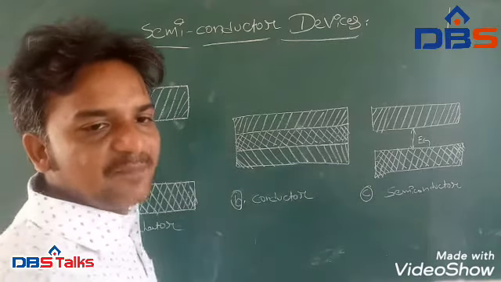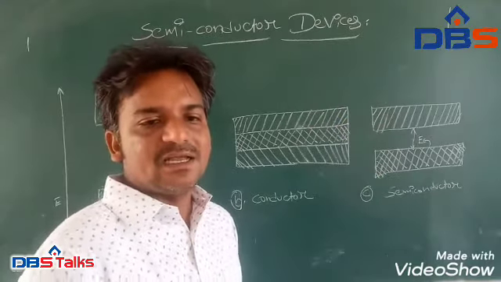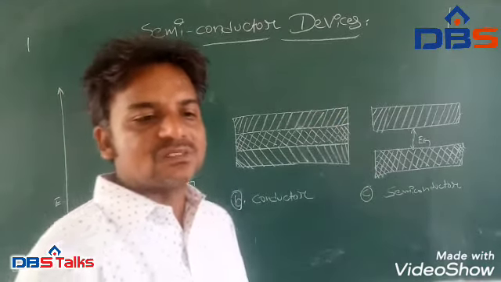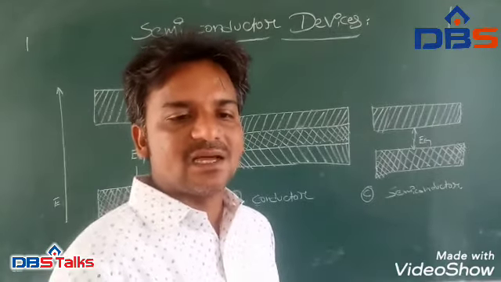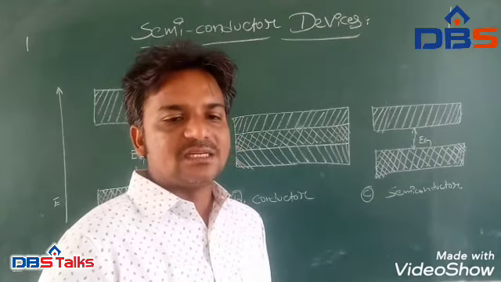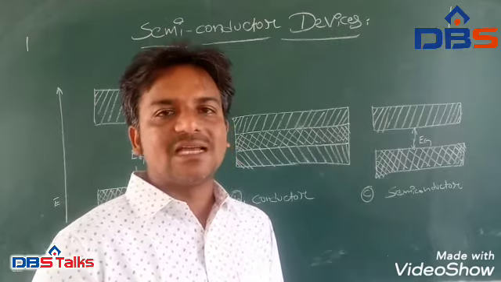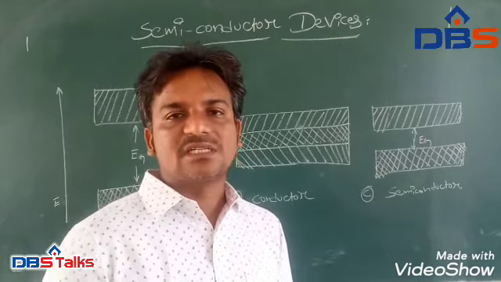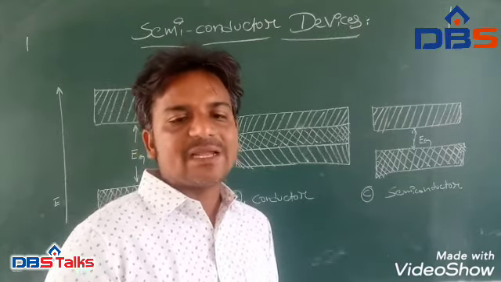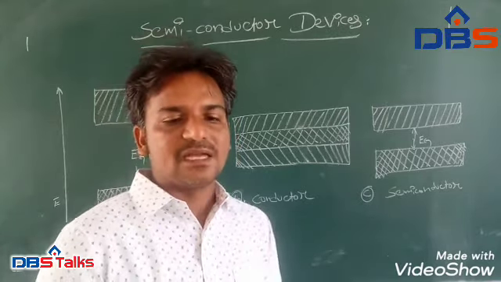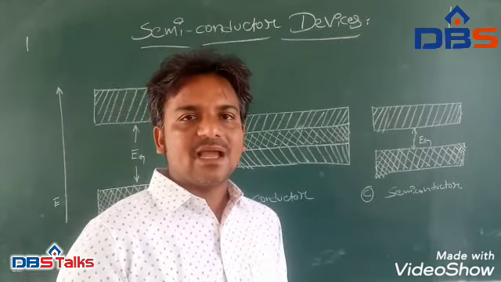Finally, the semiconductor partially allows current through it. Examples of semiconductor materials are silicon and germanium. These semiconductors are used in all electronic devices like cell phones, televisions, computers, radio and so on. These semiconductors are classified into two types: intrinsic semiconductor and extrinsic semiconductor.